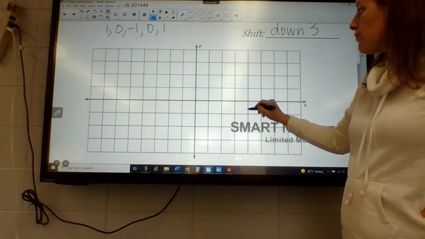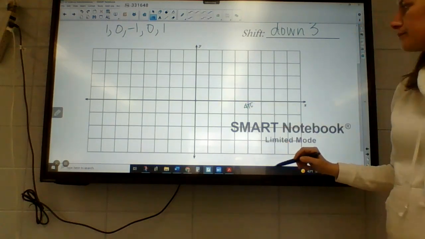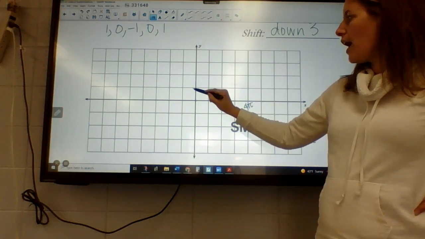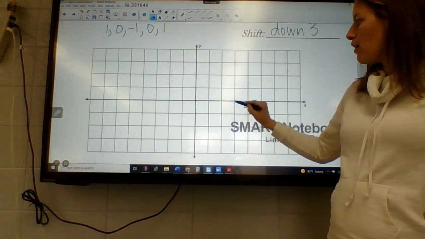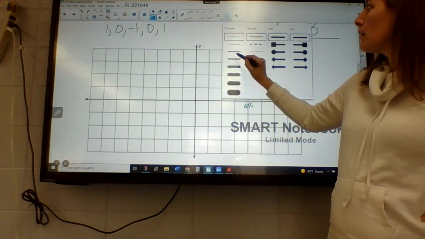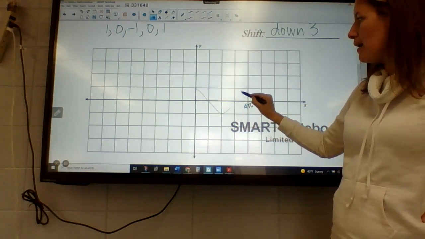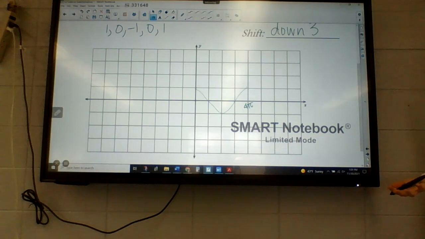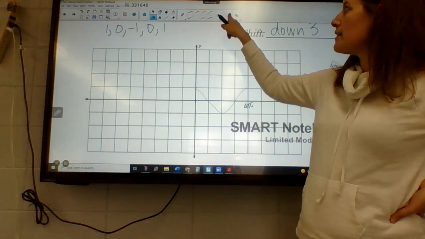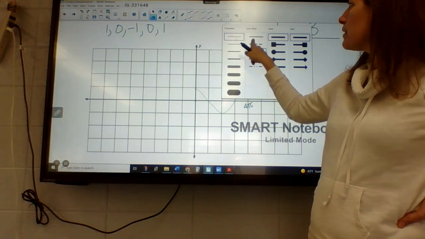So this is our 4 pi here. And cosine's going to start up 1 and go down 1. As you get more comfortable with these, you might be able to bypass the dotted line because you're good at graphing them. But until you're there, it's okay to draw that and put that there for yourself. But now we're going to take that and shift it down 3.